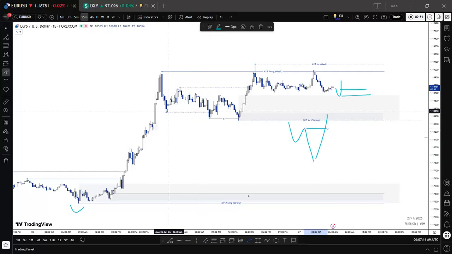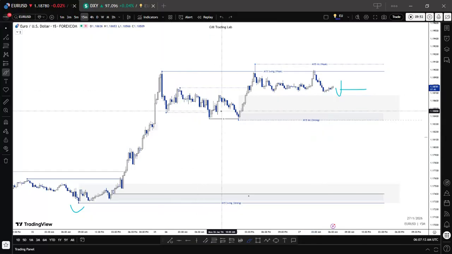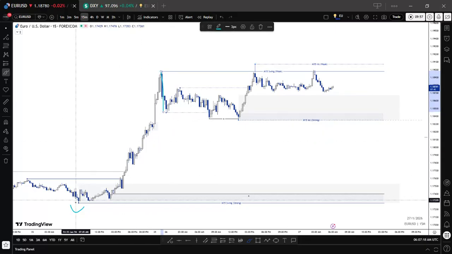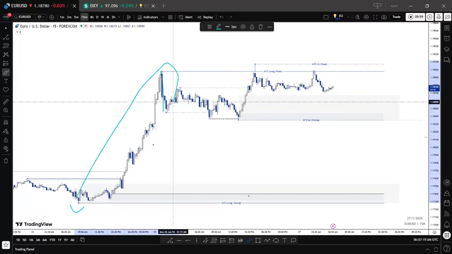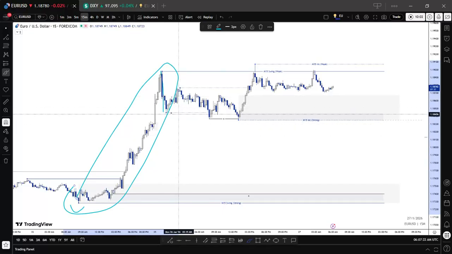If it's internal structure, price doesn't need to. Here, in this case, price did not break anything within this leg to confirm an internal break of structure, but price started forming internal structure within the pullback.